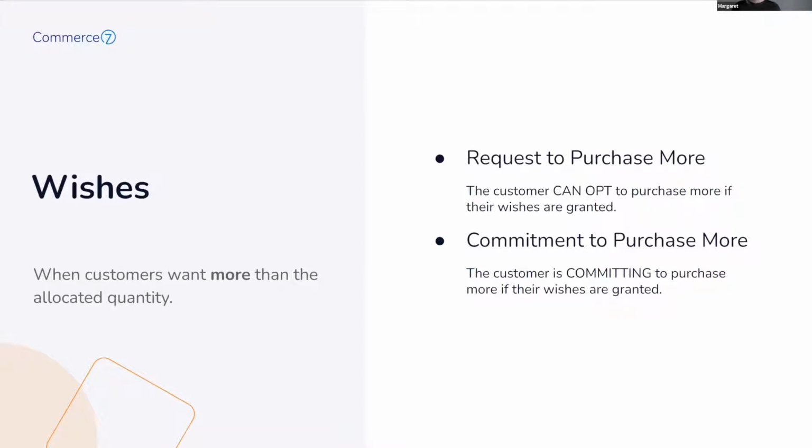So first, the request to purchase more type is that customers can opt to purchase more if those wishes are granted by the admin team. And the commitment to purchase more is the customer is committing to purchase more when their wishes are granted on the site. So there's different verbiage that we use on V2 front end and V1 front end that will let your customers know that they're either committing to purchase more or that this is just simply a request.